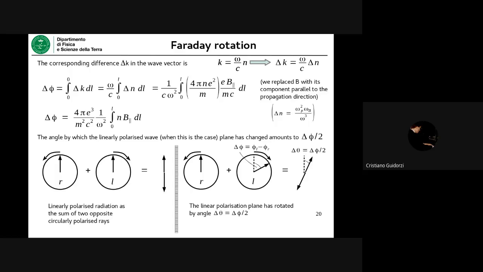But the shift with respect to what? Well, look here. So this is the amount of the shift, delta phi over 2. Now we know that what you measure is delta theta, and so as a matter of fact, delta phi as well.